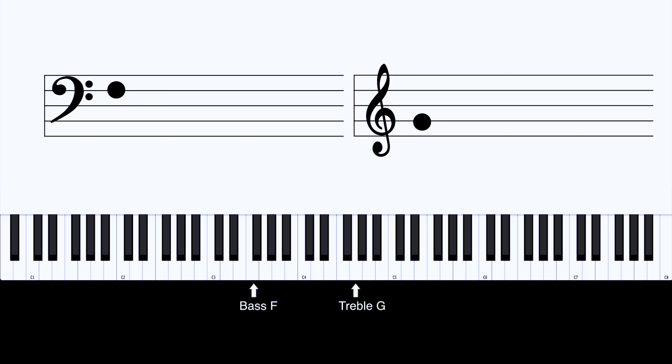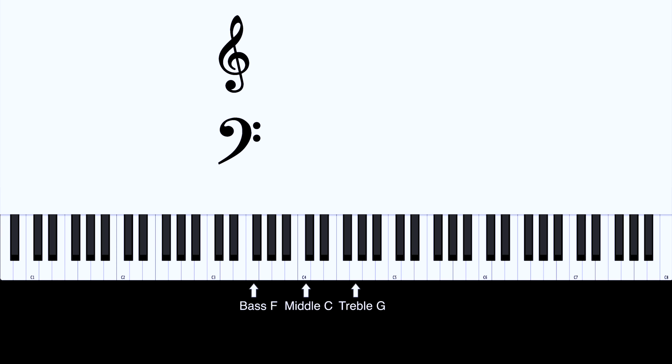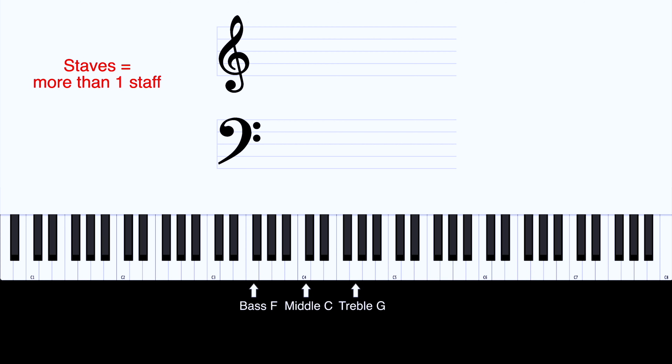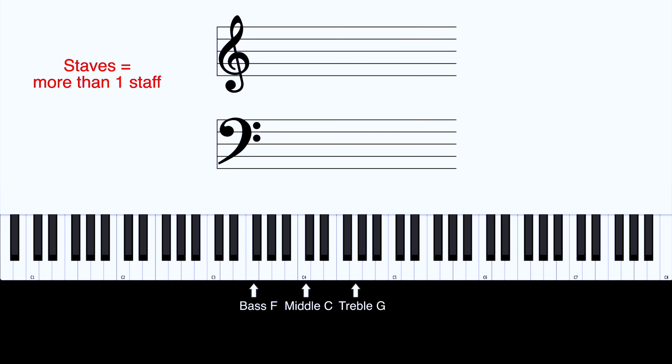But before we move on, I want to point out another important note on the piano, and that is middle C. It's right here below treble G by the group of 2 black keys. We've already learned about the treble clef and the bass clef. When we have 2 staves, staves is plural for staff, we call it the grand staff. There's a nice squiggly line that connects the 2 staves to make the grand staff.